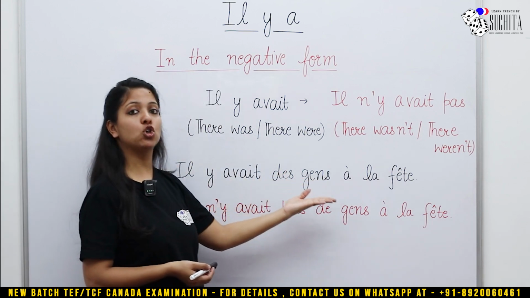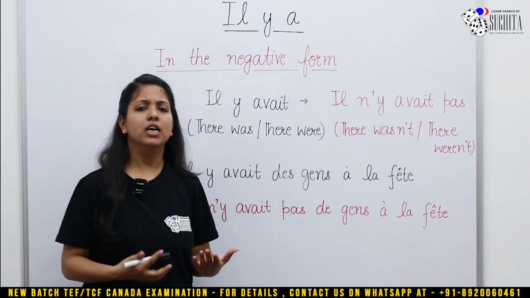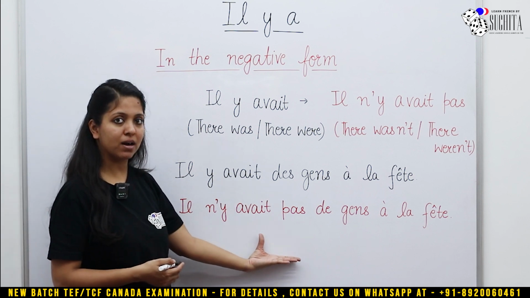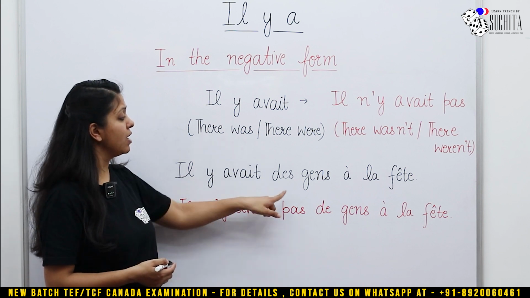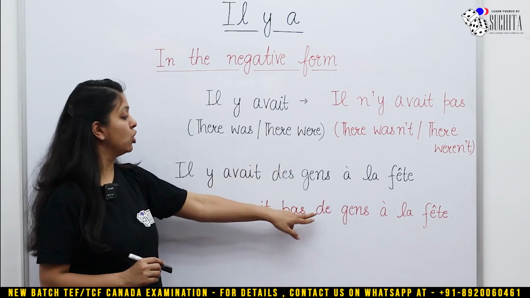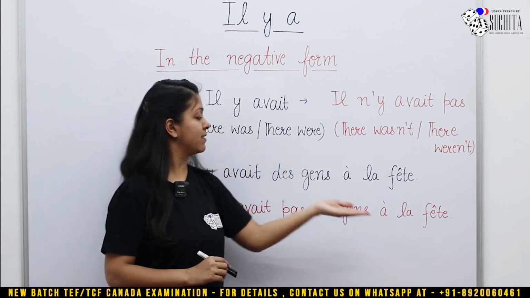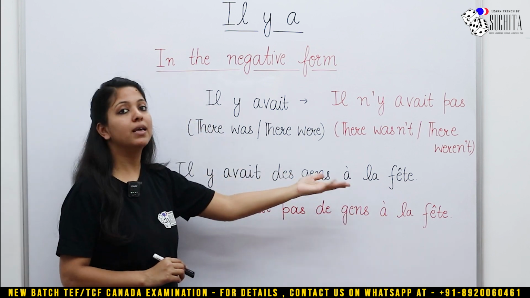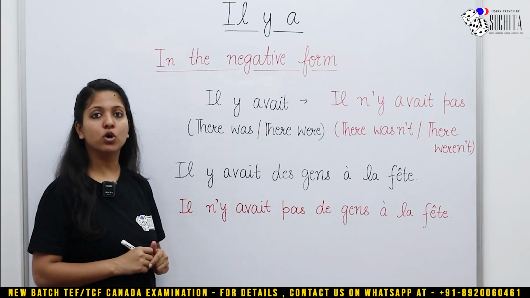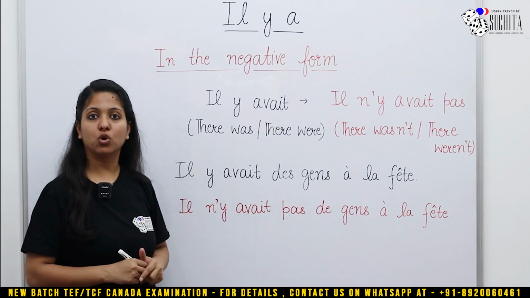Okay, now let's look at an example. Il y avait des gens à la fête. There were some people at the party. Now you want to negate it. So il y avait, the negation would be il n'y avait pas. And as I just told you, since it is an indefinite article, it will change into de. So il n'y avait pas de gens à la fête. There weren't some people at the party. There were not any people at the party. So the quantity finishes. Therefore, des changes into de.